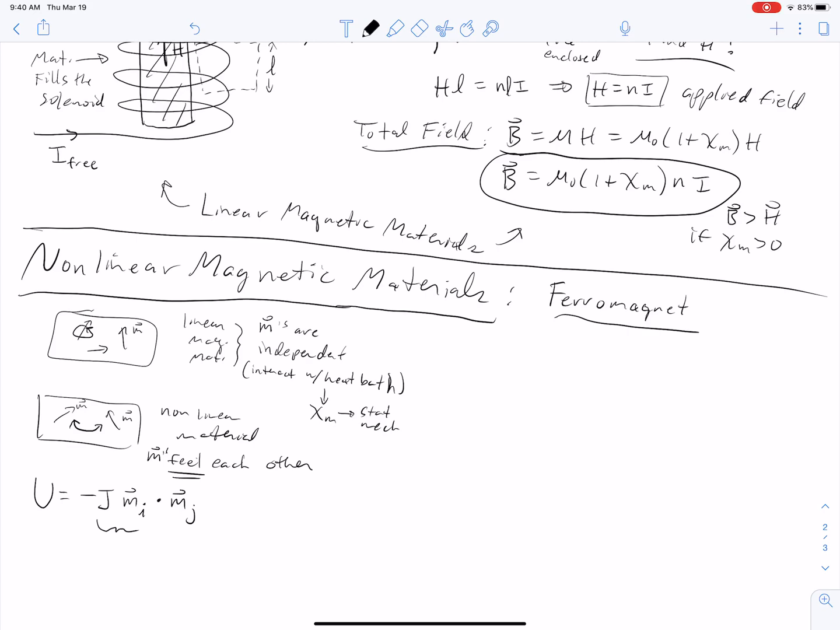Because you guys remember, you know that U is equal to negative M dot B. So if I have a magnetic moment sitting in a magnetic field, then the energy is negative M dot B. So if I have two magnetic moments next to each other, you can think that one creates an effective B field that the other one feels. And so there's an energy of interaction between them. This is a way of rationalizing it in your mind.